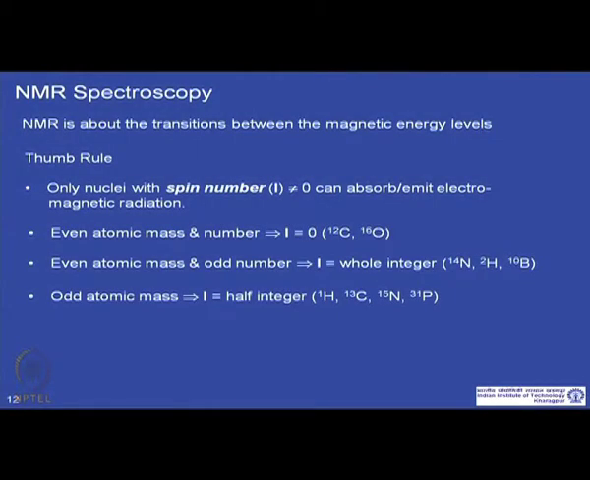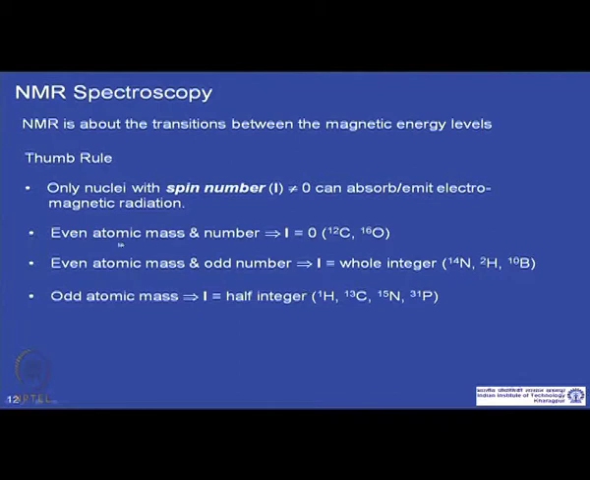So, we will go next to NMR spectroscopy. As all of you may know, NMR is about transitions between magnetic energy levels. There are a few thumb rules: a nucleus is NMR active if the spin number I is not equal to 0. If it is 0, then it is not NMR active, and there are a few general thumb rules.